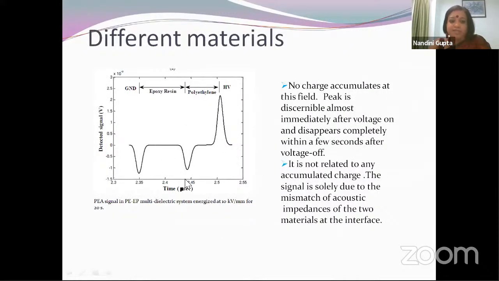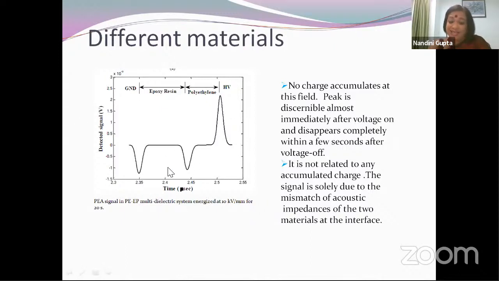When we have different materials, definitely originally, remember, we see a charge accumulation. Remember, this cannot be space charge because we are operating here in this particular case at only 10 kV. And 10 kV is lower than the threshold field for either epoxy or polyethylene. So it can't be space charge. So it is not related to charge. So why do we still see this signal?